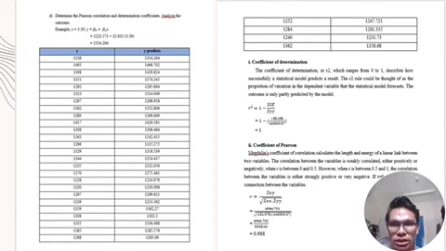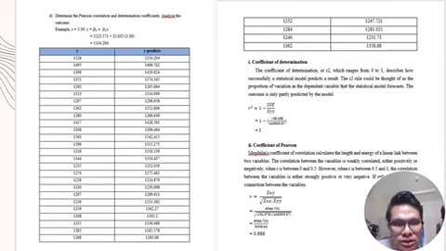Okay, for question D, determine the Pearson correlation and determination coefficient. Analyze the outcome. Okay, for example, how to get y predict. x is equal to 3.39. Then we insert it into the equation, which is y equal to intercept of y plus slope of the line, then you multiply by 3.39, then you will get y predict.